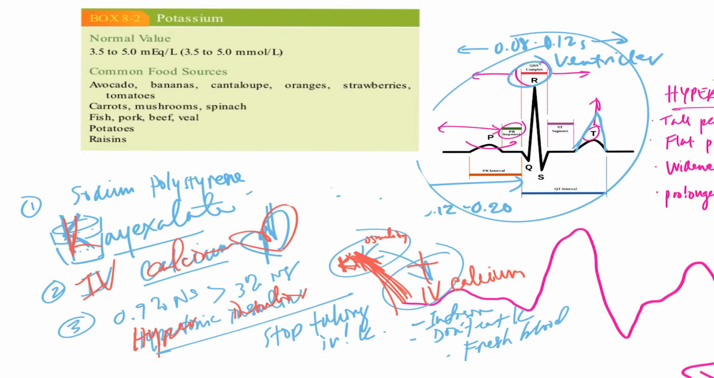So calcium deals with cardio, and Kayexalate binds potassium in the intestines. That's supposed to be your large and small intestines. And then you poop it out. So it works in the intestines, and then you poop it all out.